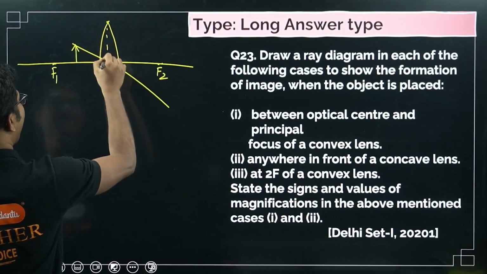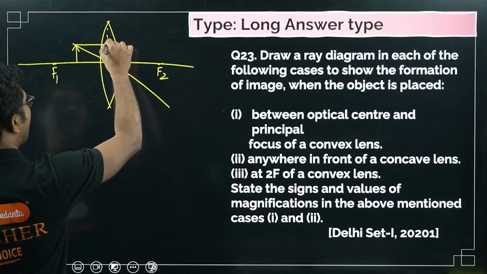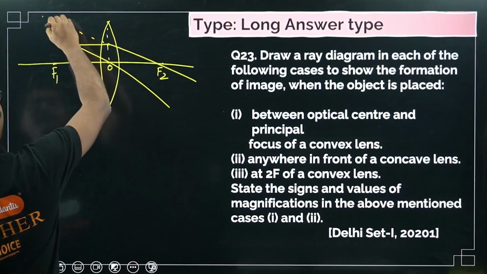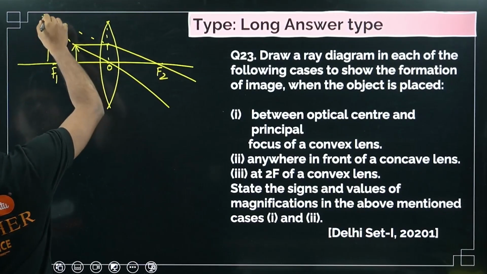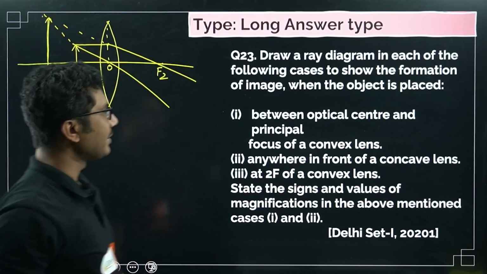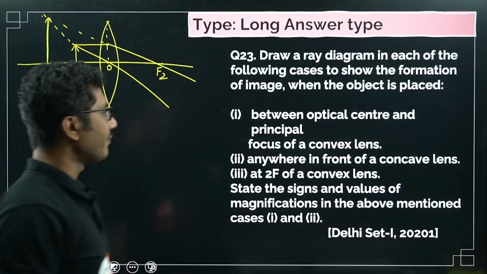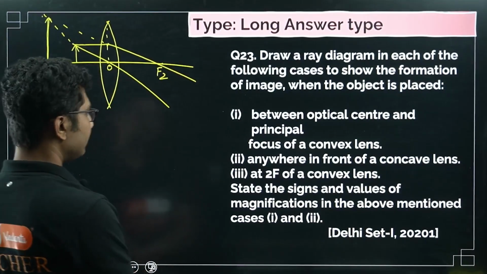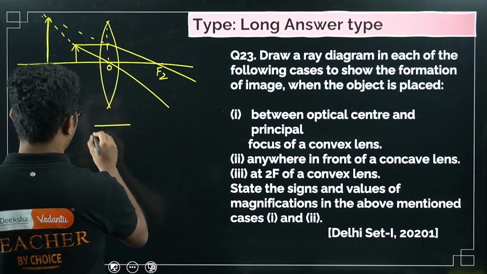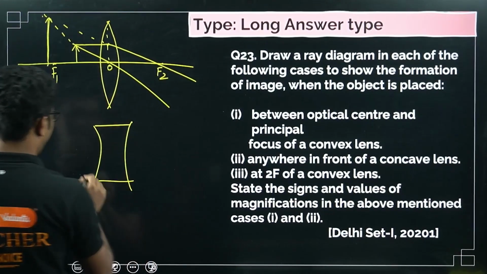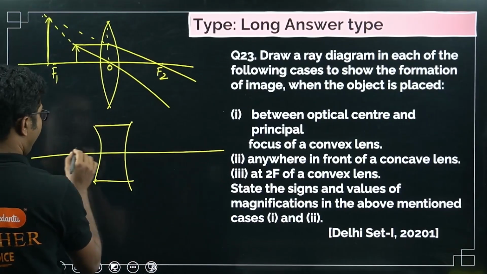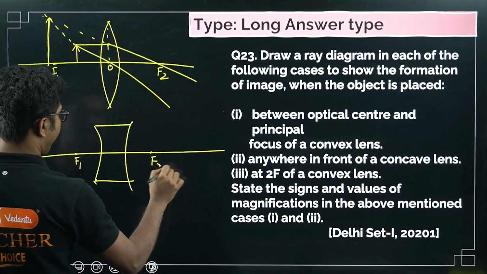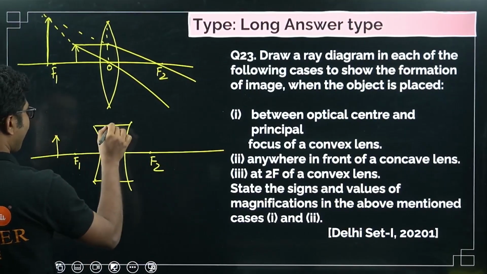Second, if you trace them backwards, they will interfere somewhere and you will get an image. So this is a virtual image. Next, the object placed anywhere in front of a concave lens. So you can place it anywhere.